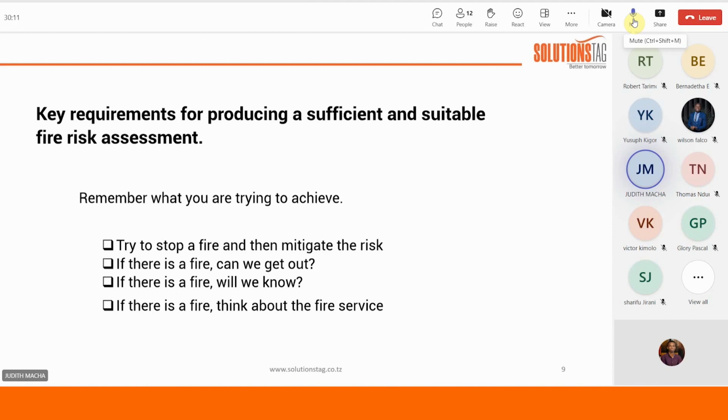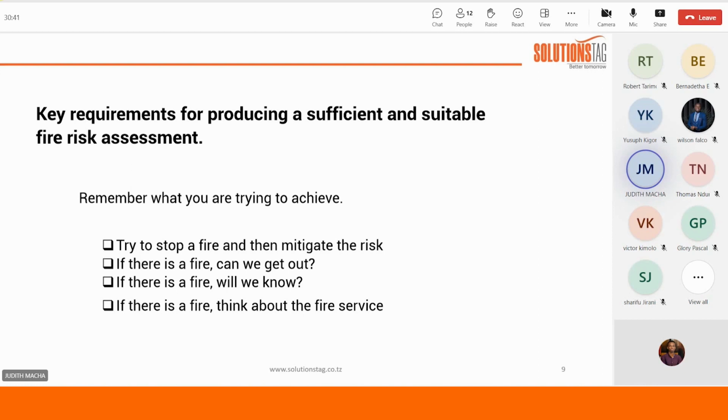And do people know how to respond to it? Are they aware of what they are supposed to do in case they hear this kind of alarm? How are they supposed to react? Where are they supposed to go? Yes. So we can even go down to think, if there's a fire, what about the fire service? Can we suppress fire at the moment? Do we have enough protection system? Do we have enough suppression system?